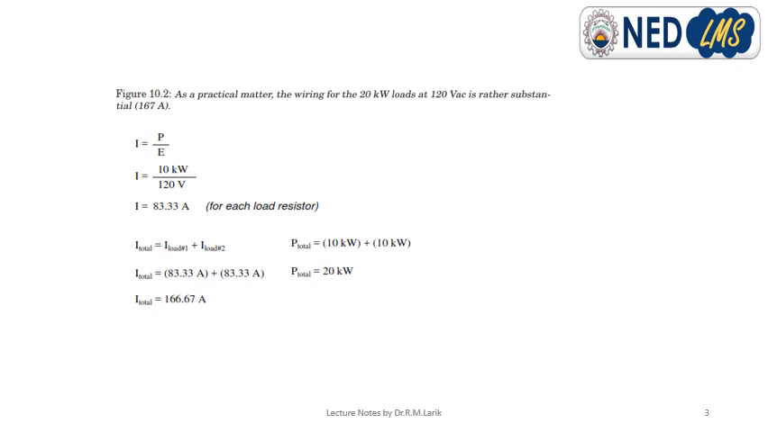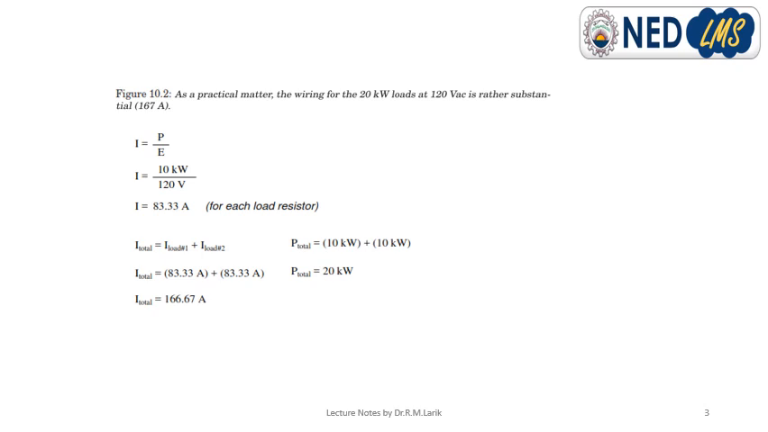From basic knowledge, we know that power is the product of voltage and current. If you want to find the current, it is nothing but power over voltage. The load power in this case is 10 kilowatts each. So when you divide the power by the voltage, you get 83.33 amperes for each load resistor. That is, each load consumes 83.33 amperes, and that load current goes to each branch.